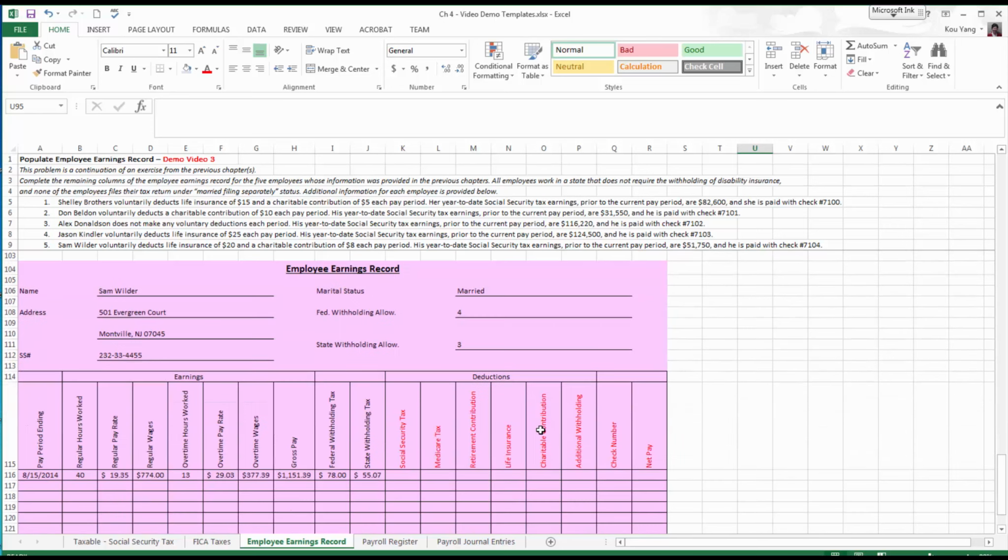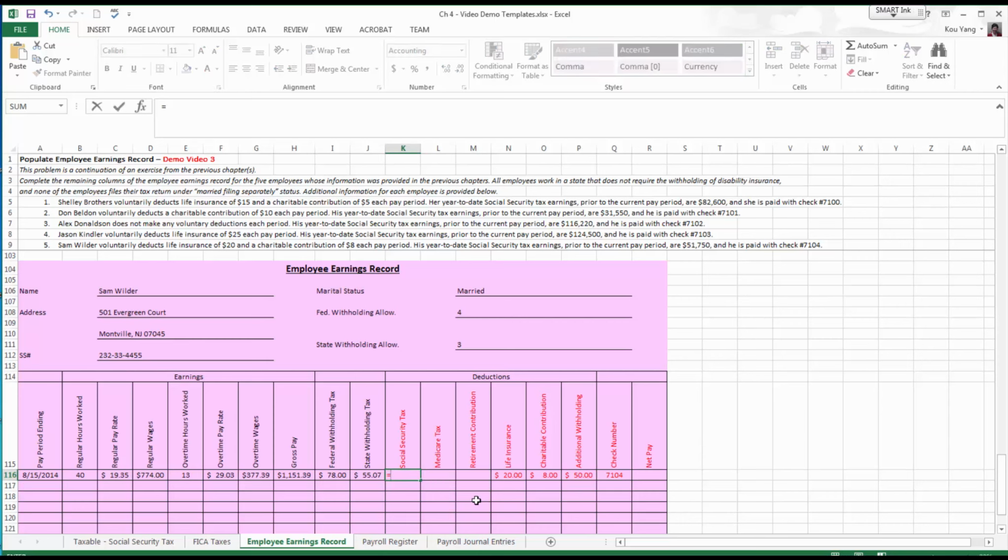All right, last but not least, for Sam. He voluntarily deducts life insurance of $20. So I'm going to enter $20 in here. And a charitable contribution of $8 per pay period, $8 here. His year-to-date Social Security tax earnings prior to the current pay period are $51,750, and he is paid with check 7104. Additional withholdings is $50 from our previous information.